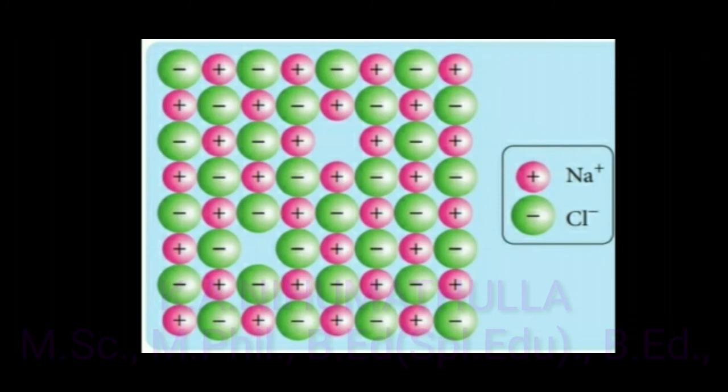When you see the ionic crystal, the size of the cation is smaller when compared with the size of the anion. Na plus ion is smaller in size compared with the Cl minus ion. From the top third row, a Cl minus ion is missing. From the bottom third row, a Na plus ion is missing.